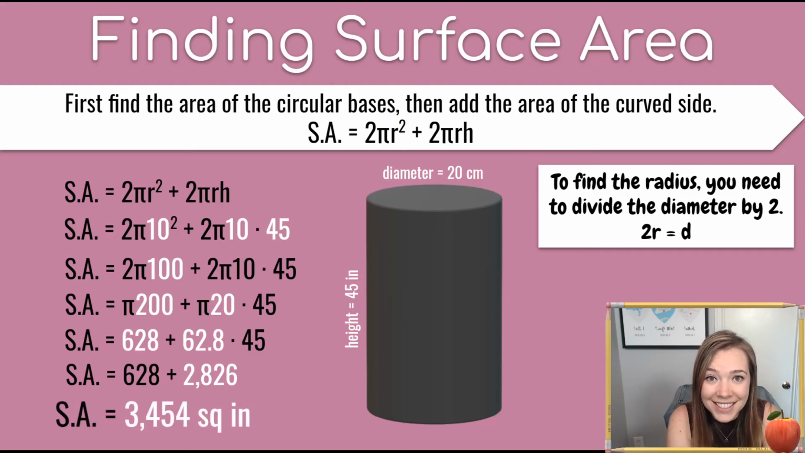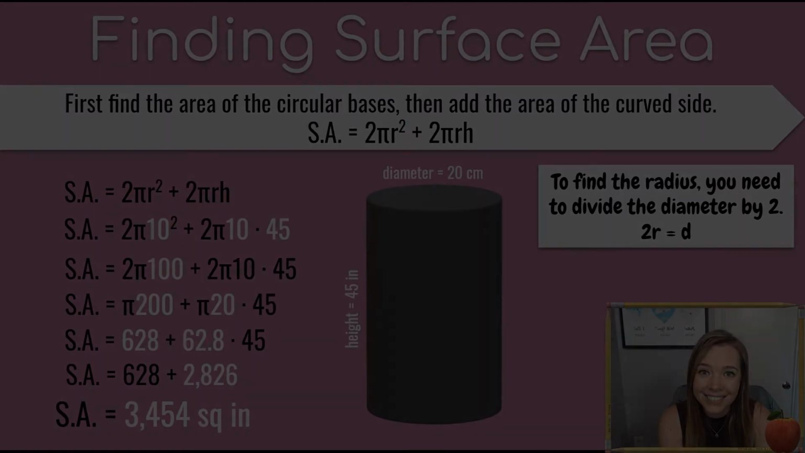And there we have it, a surface area of 3,454 square inches. So again, we're using 3 and 14 hundredths. So if when you solve this, you use the pi function on your calculator, you're going to have a slightly different answer. It's probably going to be a little bit larger than what we have here.